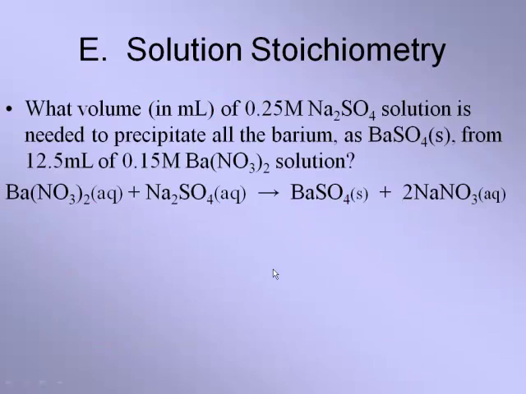What volume in milliliters of 0.25 molar sodium sulfate solution is needed to precipitate all the barium as barium sulfate from 12.5 milliliters of 0.15 barium nitrate solution? Process doesn't change. Start by writing down your formula. Remember, you get 1 point just for writing down the formula, so it doesn't hurt you to do that. Plug in the information for what you know. I know barium nitrate, so it's a 0.15 molarity solution, and I have 0.0125 liters.